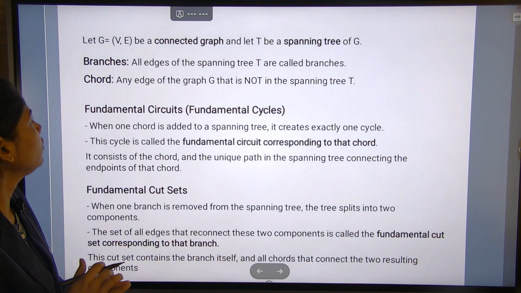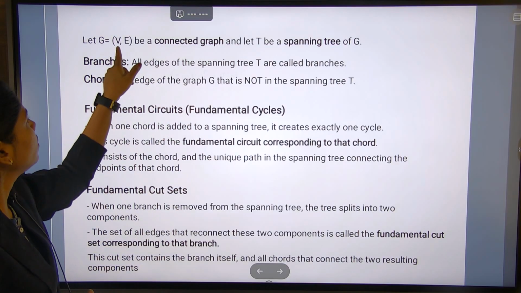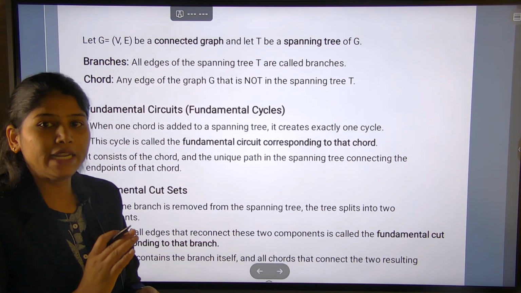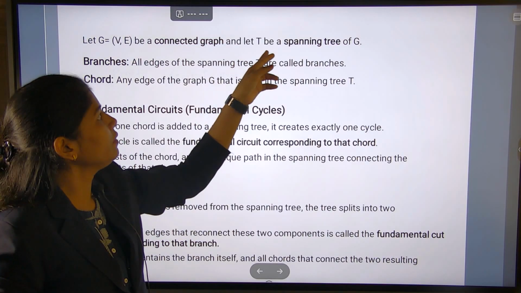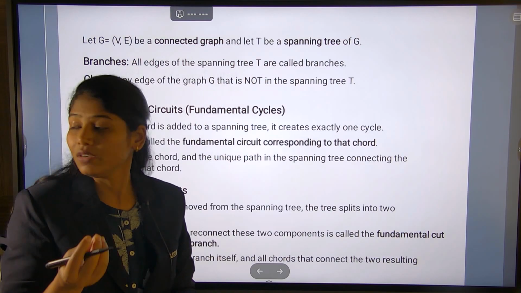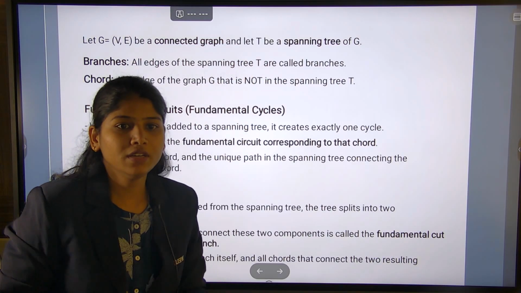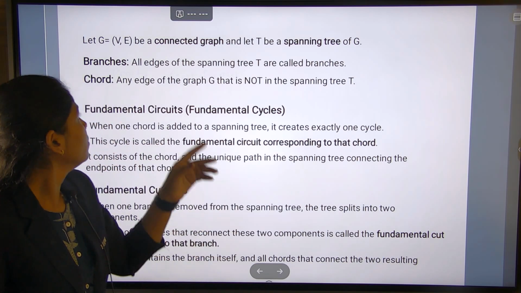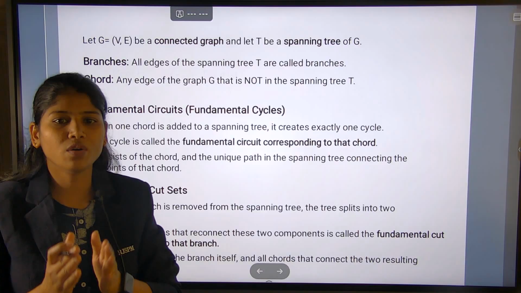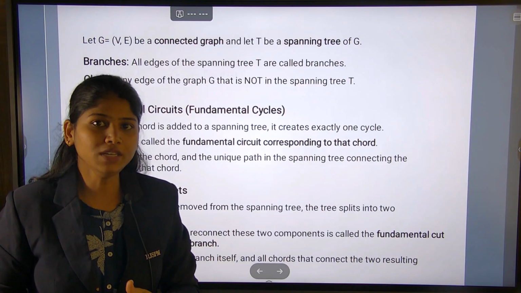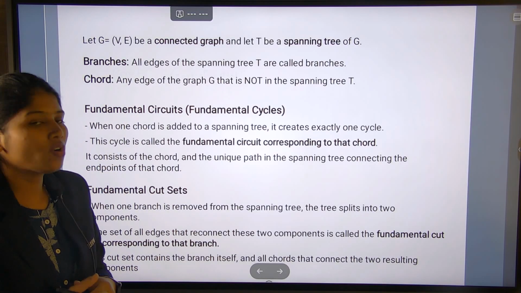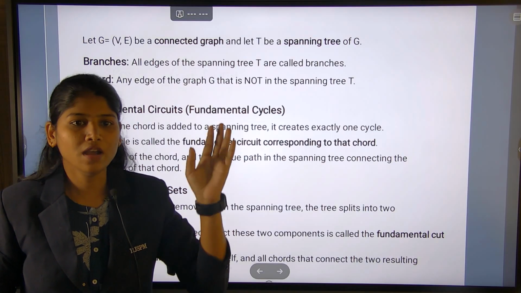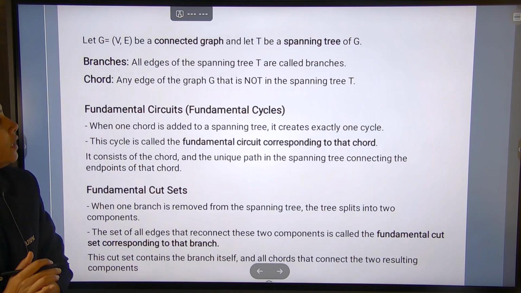So first of all, let G, having vertex set V and edge set E, be a connected graph and T be a spanning tree. We call it spanning tree T. Then first of all, what is a branch and what is a chord? Branch means all edges of the spanning tree are called the branches, and a chord means the edges that are not present in the spanning tree are called chords.